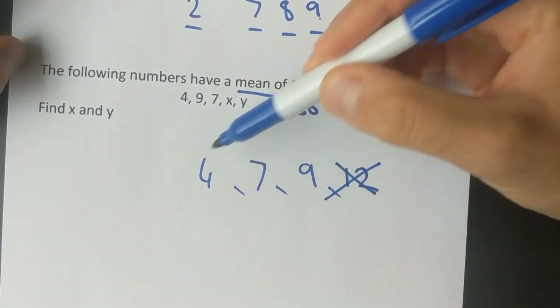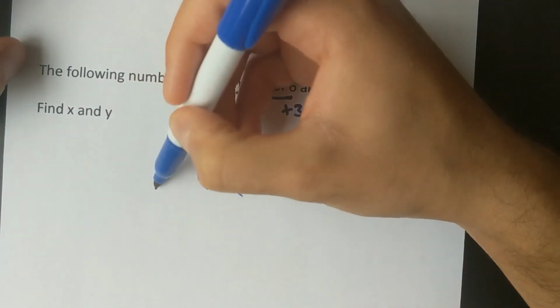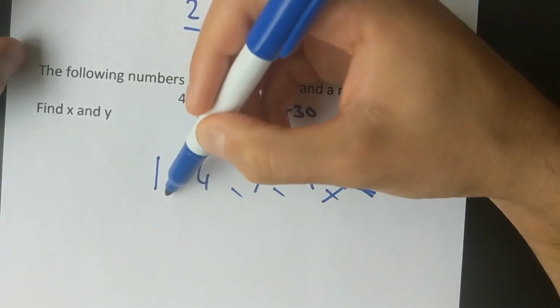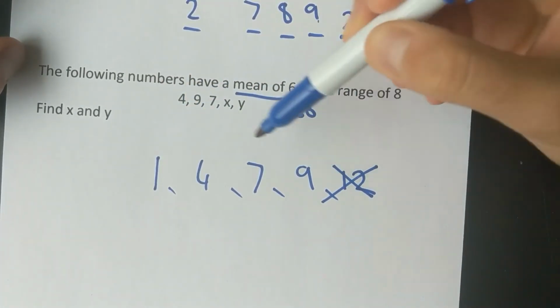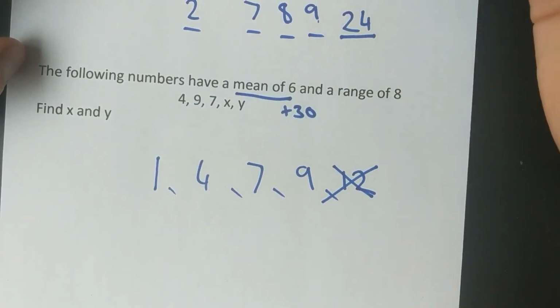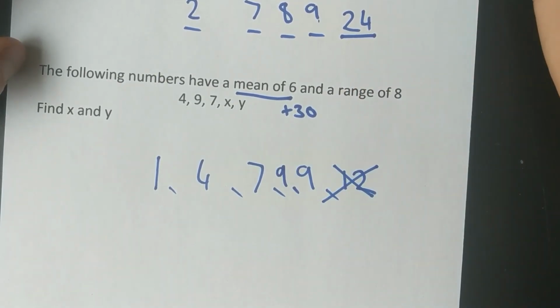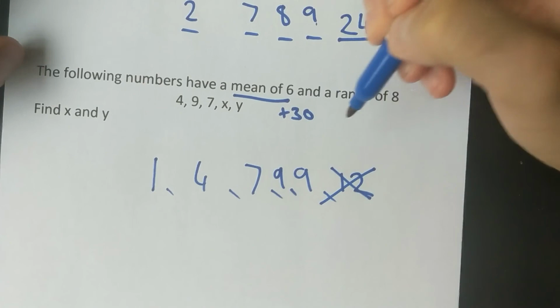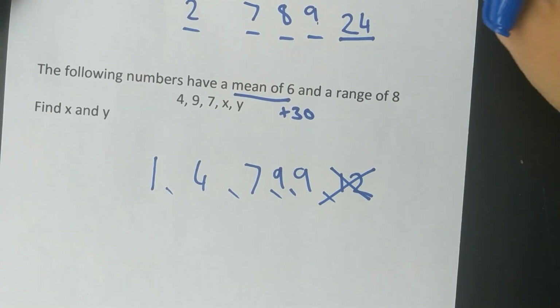So here, if that's not 12, if I want to make a range of 8, then I'm going to have to go back here. I'm going to have to put that as 1. So here, 1 to 9 gives me a range of 8. If I add these up, that is 21. That means my missing number is 9. That's fine. It's fine to have a mode of 9. It hasn't said anything about mode. Having a mode of 9 is absolutely fine. So here, that's going to be my answer.